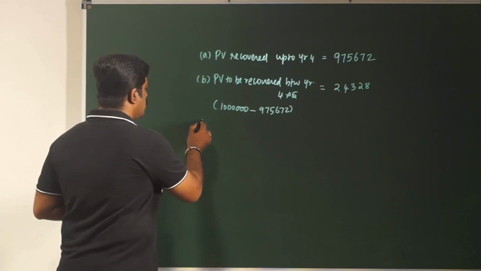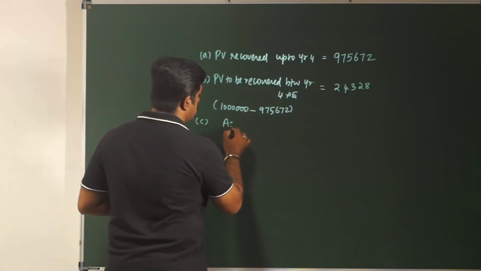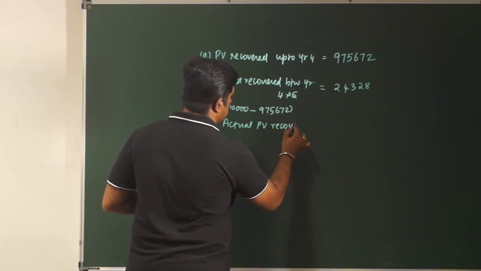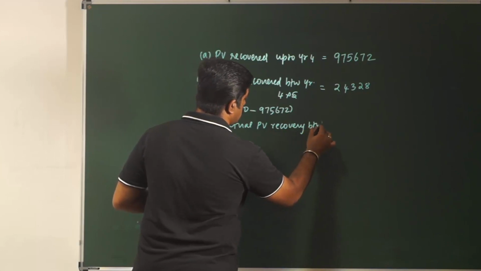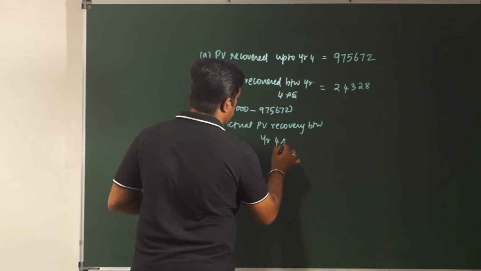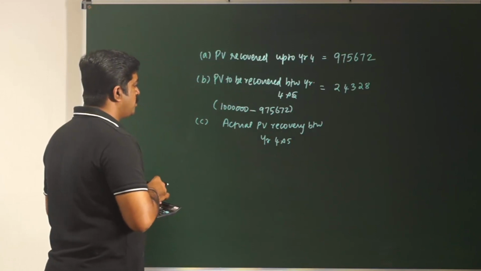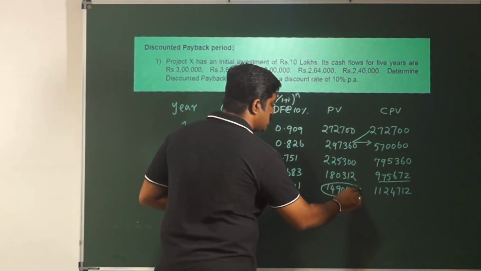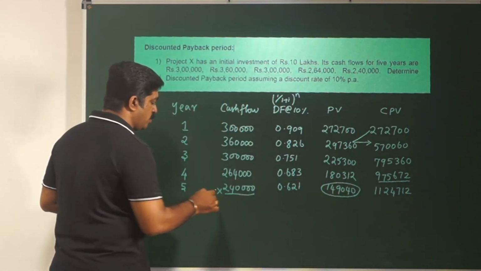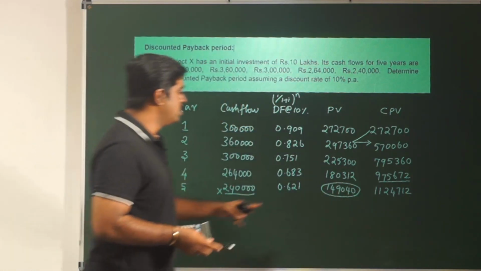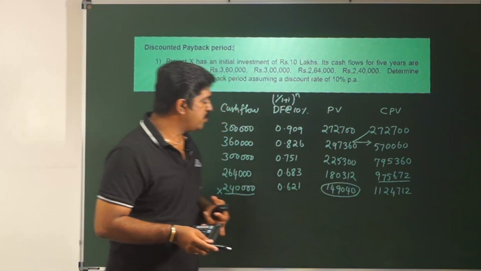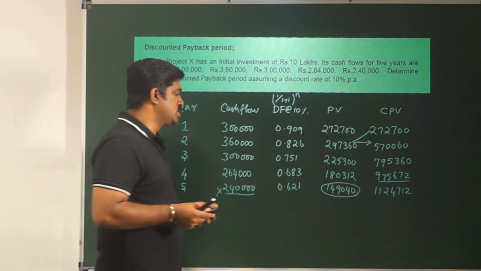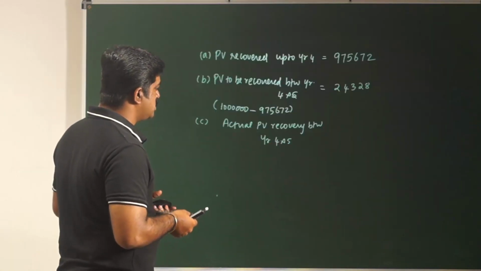But what is the actual PV recovery between year 4 and 5? Let's go and check. Please be careful. You have to take this, not this one. Many students will go and pick up this number. No, that's cash flow. The actual PV recovery between year 4 and 5, or say for year 5, is 149,040. So let's capture. It is 149,040.